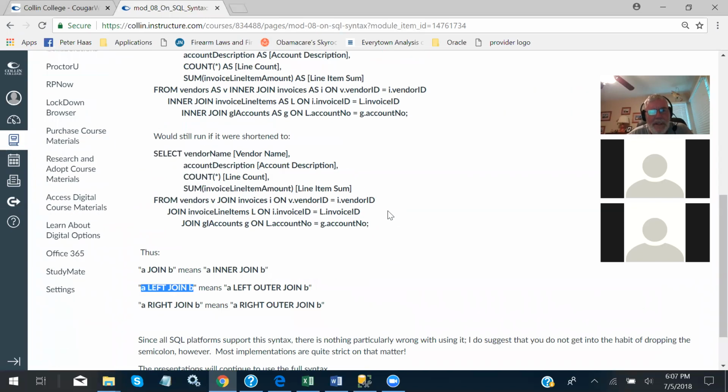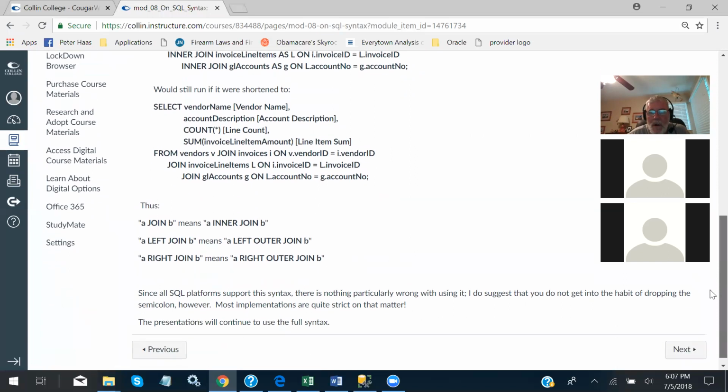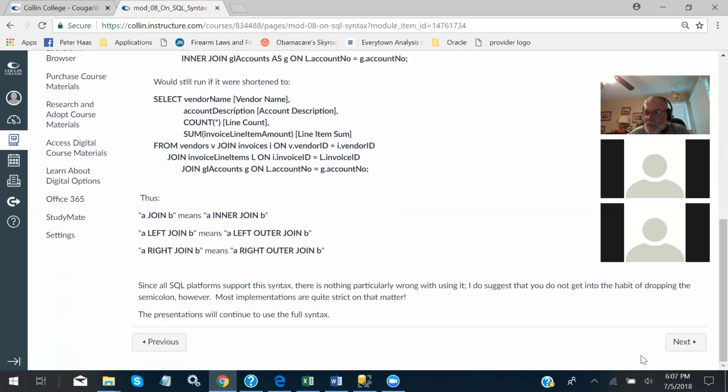I would like to see us use the full syntax: table A left outer join table B, instead of a left join. Although the book sometimes does this in their examples. They mean the same thing, and you can get away with it in SQL Server. I'm not so sure that it will work in all platforms, though. Questions? That should be pretty straightforward.